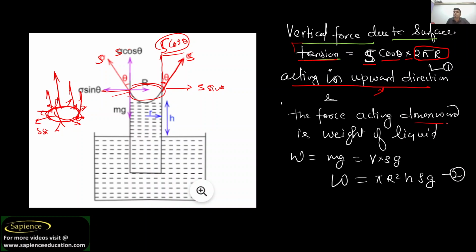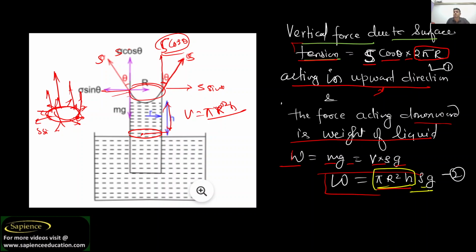Now the force acting downward is the weight of the liquid. W is the weight, which is mg, and mass is volume into density of the liquid. Let us consider this is the radius of the liquid, and this is the height of the liquid rise. So we can find the volume as pi into r square into h. Putting this in, finally we get weight equal to pi r square h into rho g.